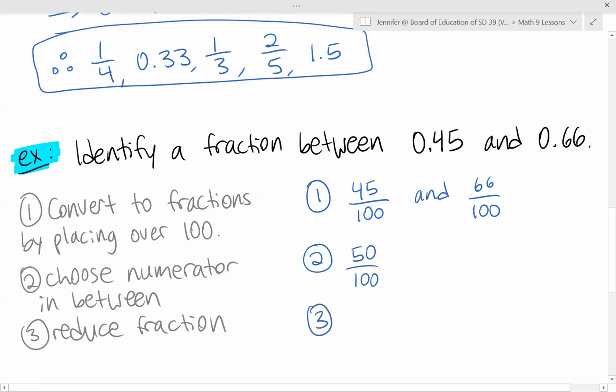And the third step, we want to reduce it. So 50 over 100 is nice and easy. This is just 1/2. So the final question was saying identify a fraction between these, so it's 1/2. If it said identify a decimal, you also could have said 0.5 and then converted that to a fraction.